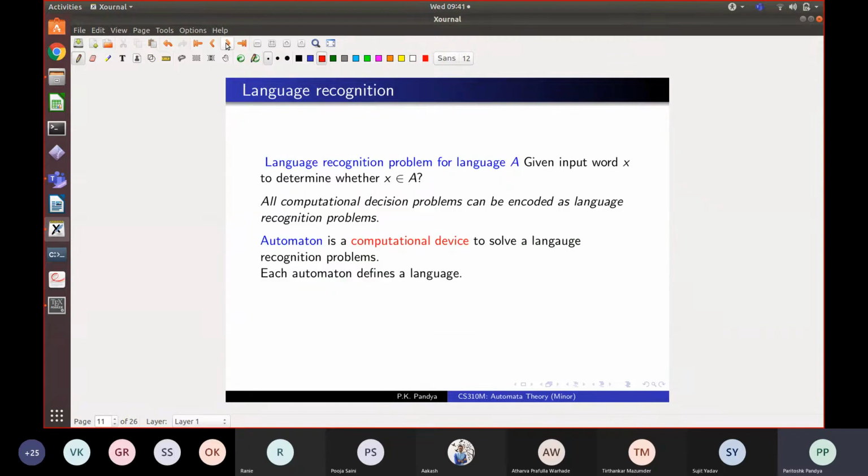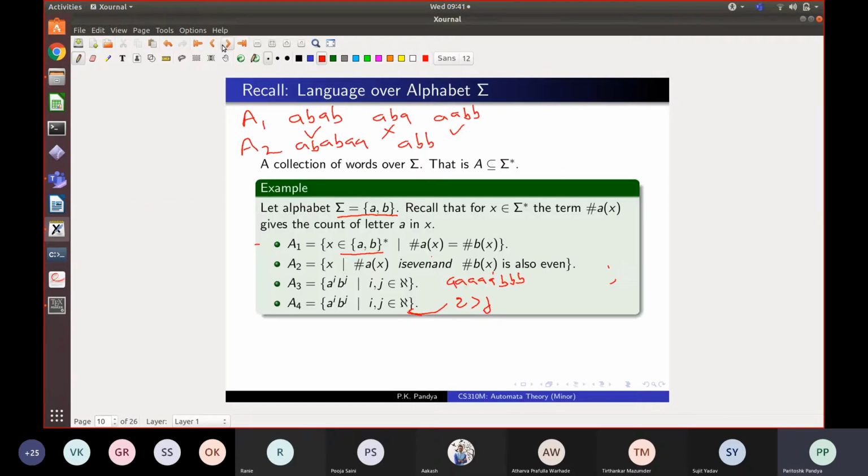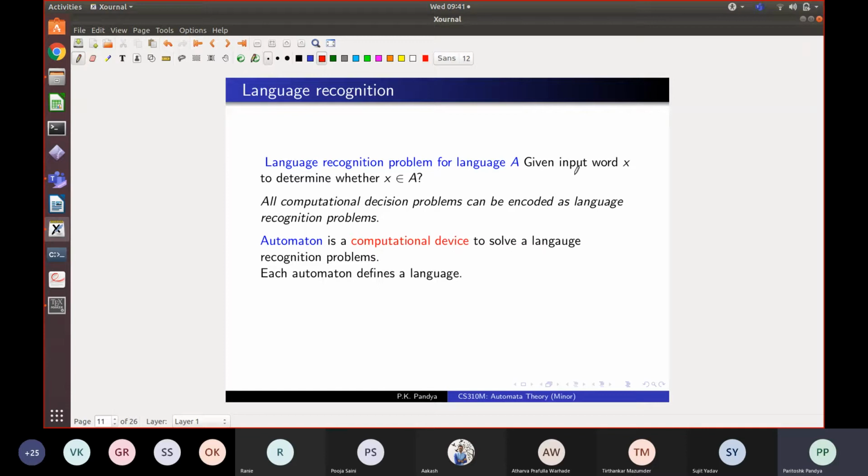Okay, this is simple. Now the key question we have is the following. We are trying to solve what is called the language recognition problem for a language A. Language A is defined abstractly and mathematically like this. And you are given an input word X, which is an arbitrary word from sigma star. So X belongs to sigma star, right? And what we want to determine is whether X belongs to the language or not. Now, currently, of course, we do this intuitively, but this X can be a very large word. It can be 1 billion characters long.